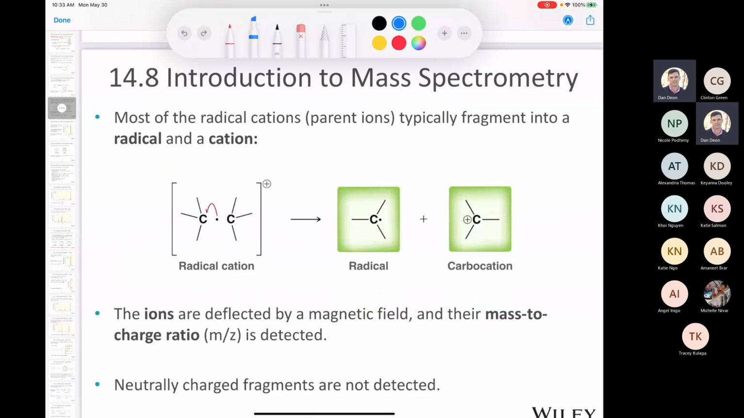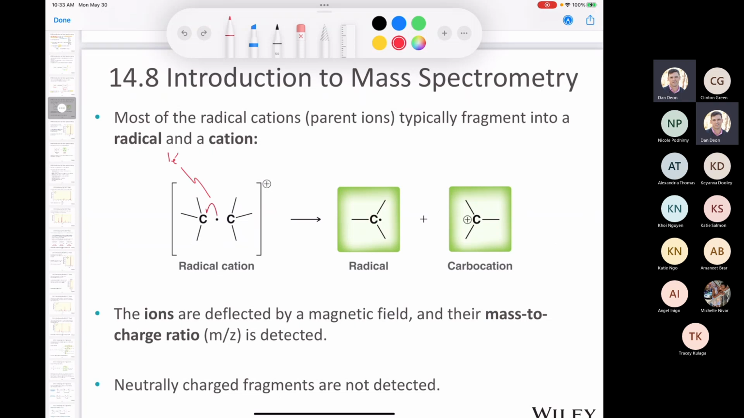And it says here that most of the radical cations, the parent ions, the molecular ions, are going to fragment to give you a radical and a cation. So the radical cation will break apart. Don't worry about the curved arrow here right now. But when you have a fishhook arrow like this, it represents the flow of one electron. So the radical goes to one side. So we make a radical, and then you're left over with a carbocation.